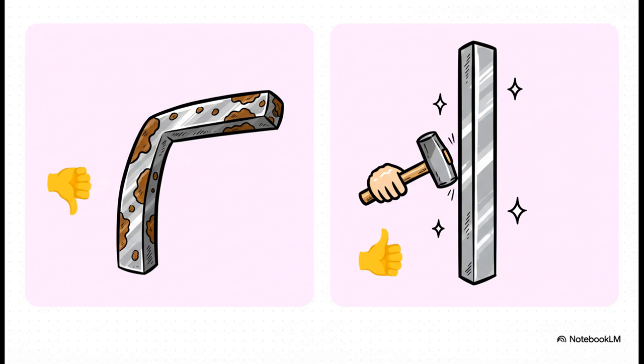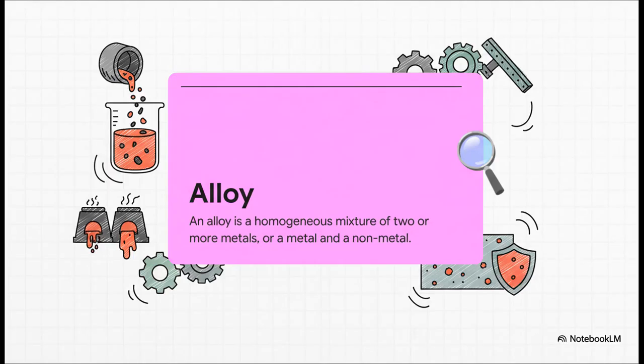But now look at stainless steel, which is an alloy. It's hard, it's strong, and most importantly, it does not rust. What a difference, right? So what exactly is an alloy? Well, it's a homogeneous mixture of two or more metals, or even a metal and a nonmetal. It's prepared very carefully to get just the right properties that we want.